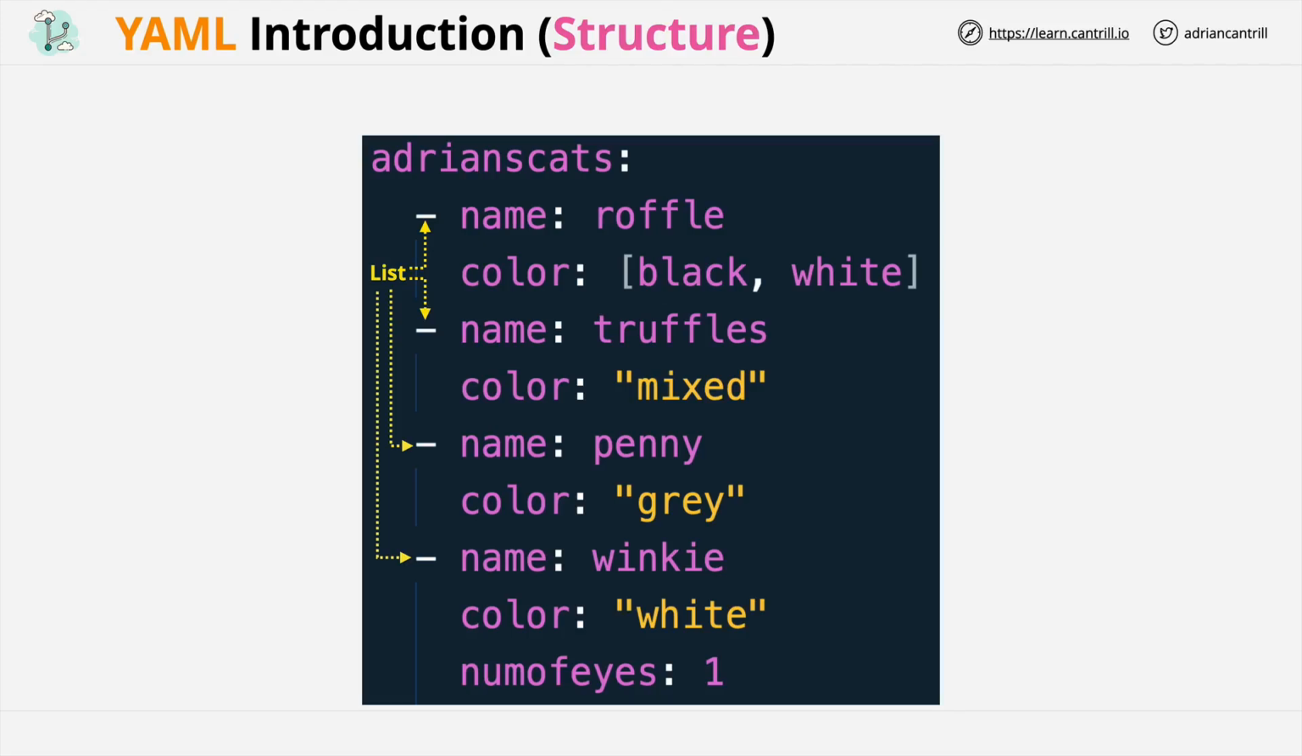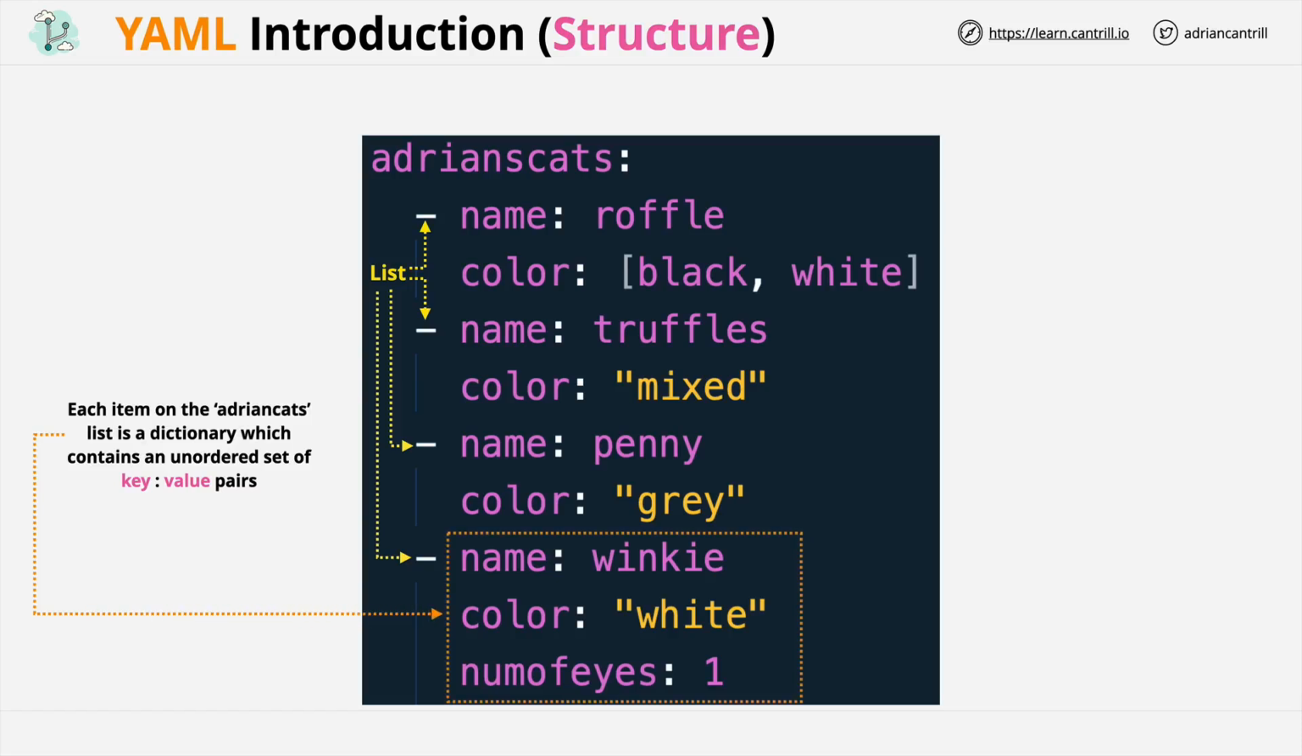So for the final list item at the bottom, we have a dictionary containing a number of key value pairs. The first has a key of name with a value of Winky, the second a key colour with a value of white, and then for this final list item, a key num of eyes and a value of 1. And each item in this list, each value is a dictionary, a collection of one or more key value pairs. So values can be strings, numbers, floats, booleans, lists, or dictionaries, or a combination of any of them.